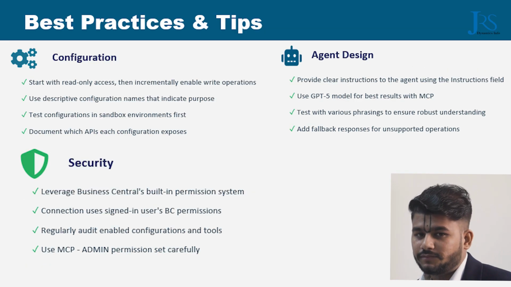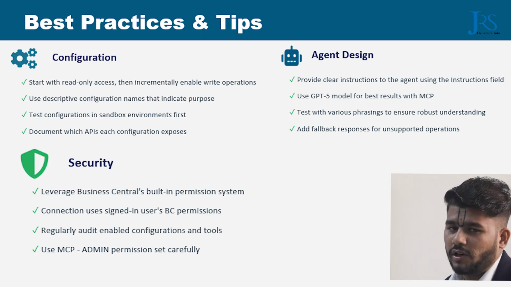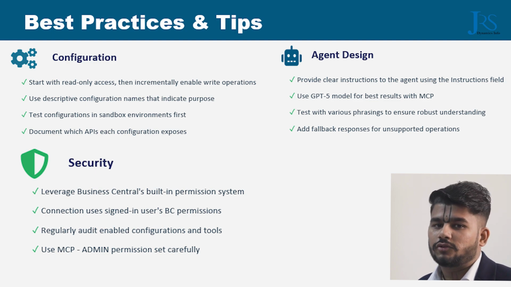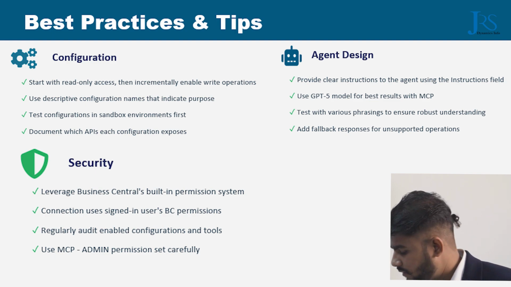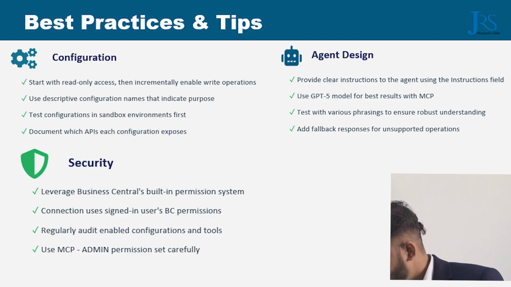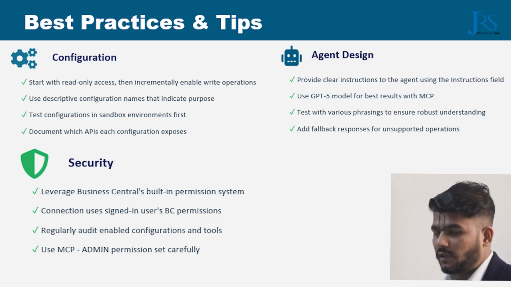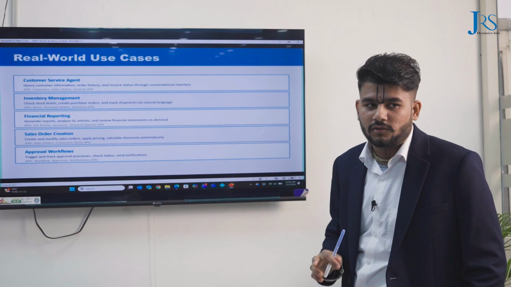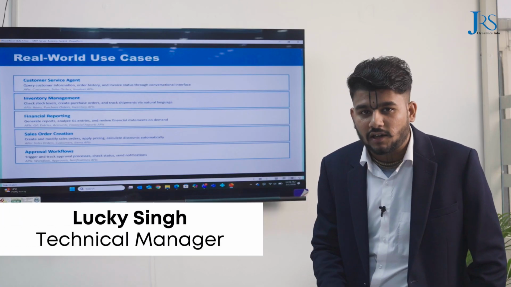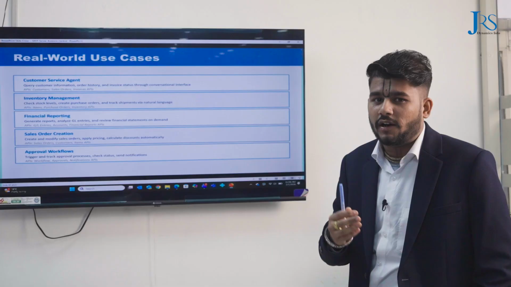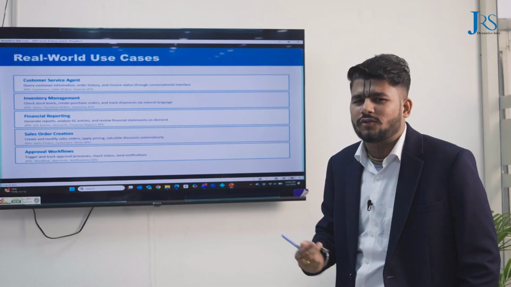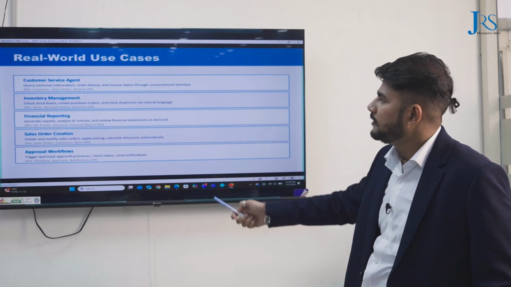And then security: you should have the proper permission sets, the role based configurations, and the read, write, MCP admin kind of things there. And then the real world use cases. Now we have talked a lot about the Business Central MCP server. What can the use cases be, and why should we use this? If you are new to the MCP server, you should have the question, why do I need this? These are the use cases.